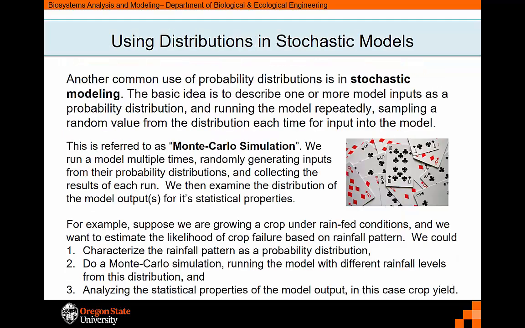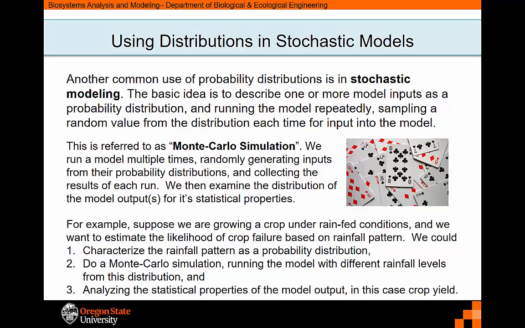Another common use of probability distributions is in stochastic modeling. The basic idea is to describe one or more model inputs as a probability distribution and then run the model repeatedly, sampling a random value from the distribution each time for input into the model. We collect the outputs from the collection of model runs and develop and analyze the probability distribution associated with these outputs, with the goal of understanding how the variability associated with our input variables manifests itself, perhaps in concert with other sources of variability, or through interactions with other components of the system captured in the model.